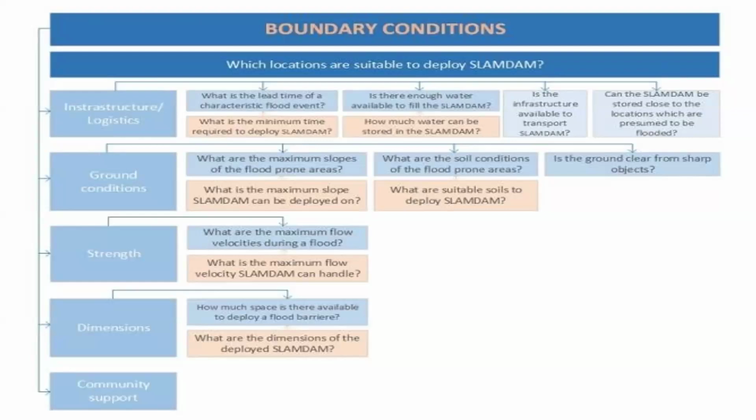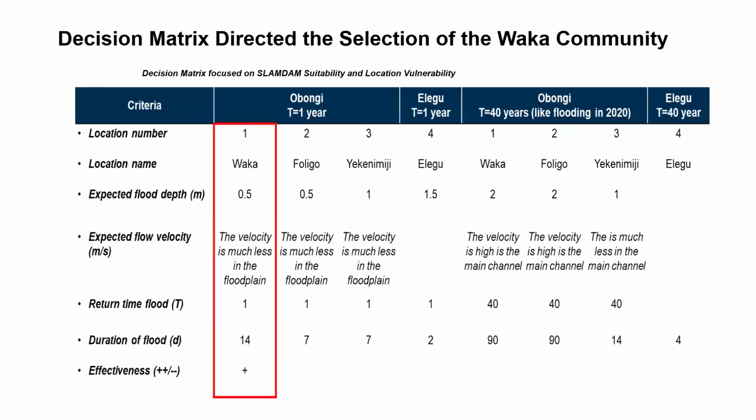And the dimensions are flexible. You can order according to how you want to deploy them, but standard is 5 meter length and 0.75 meter height. But you can get flexible length and height for the SLAMDAMS. So based on those characteristics, we evaluated the 3 sites in Obongi, but there was also an additional site in Elegu. So Waka, Forigo, and the Ekiniminji, I think it will be the areas where we shall concentrate.